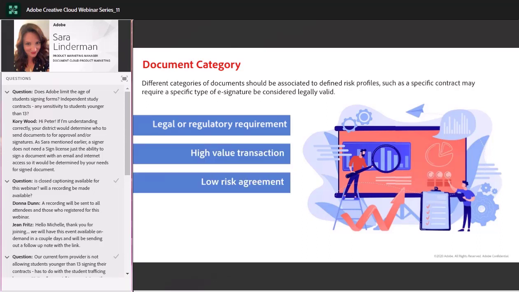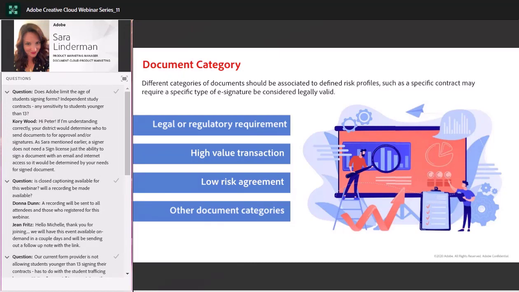All right, let's talk next about document category. Another key step when analyzing your e-signature process is to, like I said, categorize your documents. So that could be identifying those with legal or regulatory requirements. Also, document categories that include high-value transactions ideally should be associated to higher risk profiles. However, more than 50% of your documents and your corresponding e-signatures are actually pretty low risk.